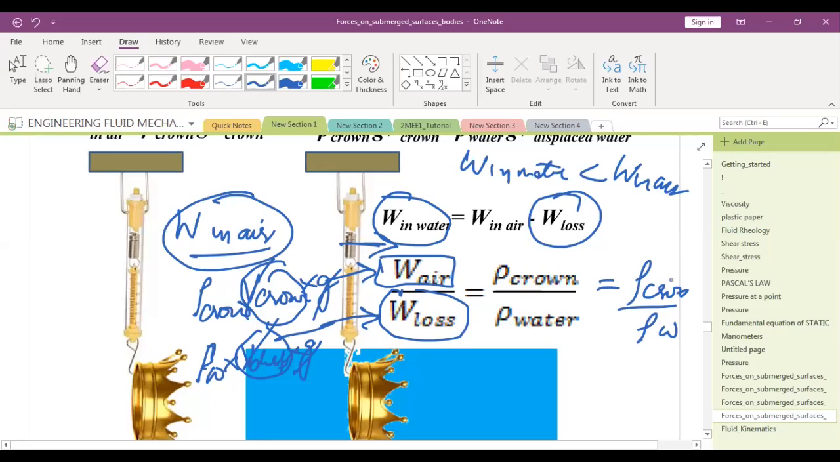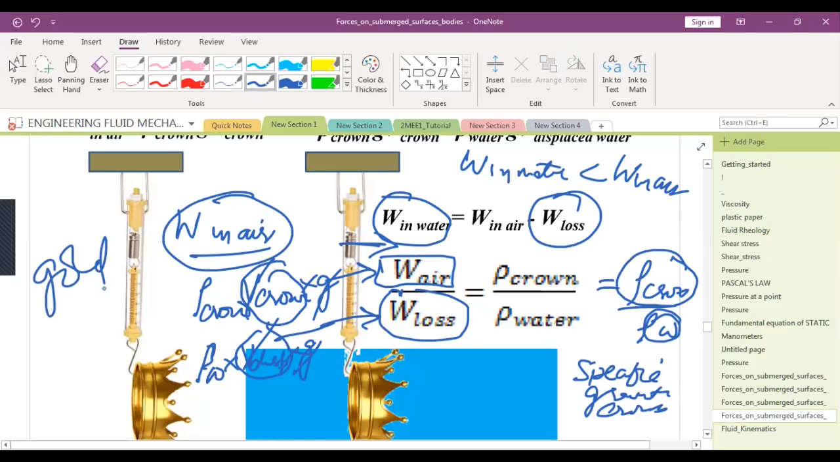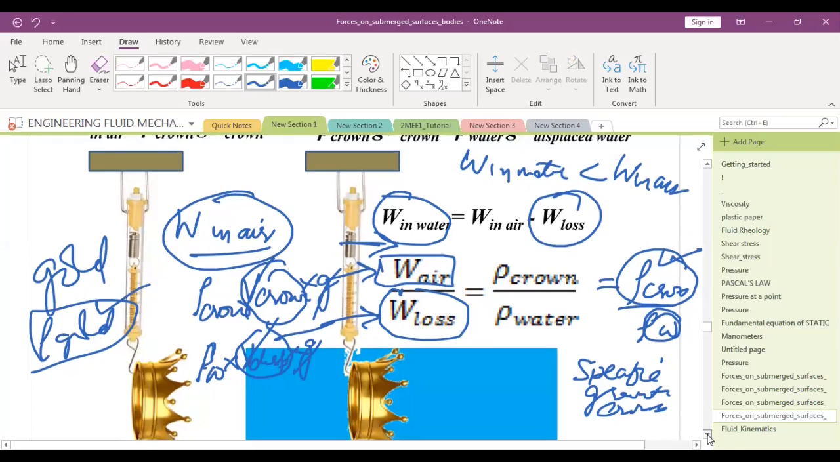So you get to know the density of the crown with respect to the density of water, and that is the specific gravity of the crown. तो उनको गोल्ड की पहले ही पता थी कि स्पेसिफिक ग्रेविटी क्या है गोल्ड की. So he could compare whether this is coming out to be equal to rho crown or not. And that was how the Archimedes principle was discovered.